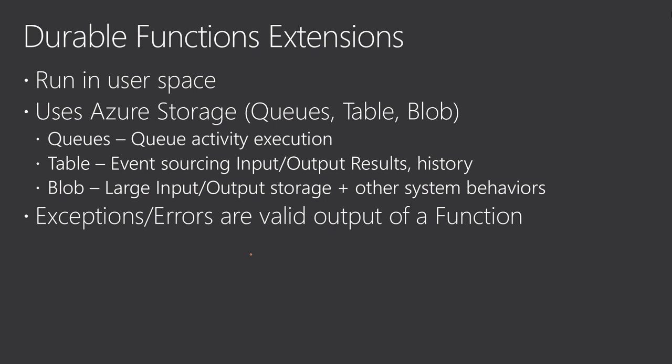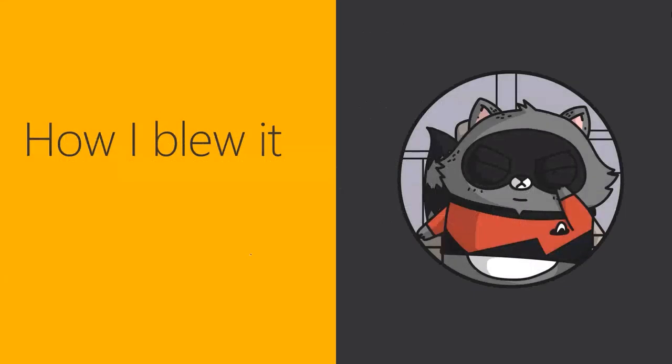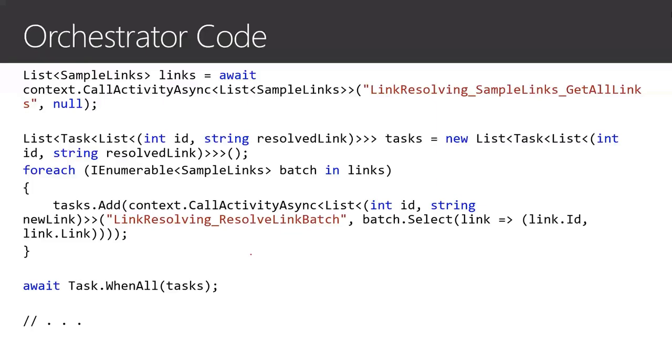And also remember that exceptions and errors are a valid output of a function because, yeah, I broke this thing many times. And the engineers are always happy to see that I broke it because it's better for a Microsoft employee to break things rather than their clients because, yeah.